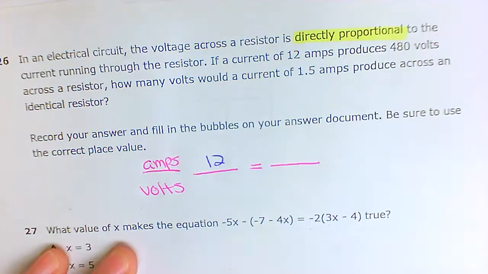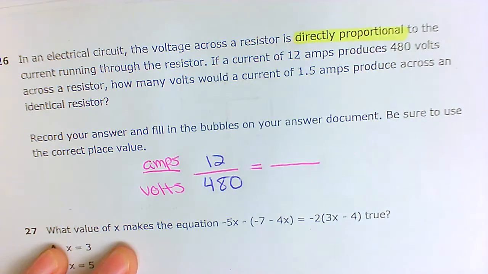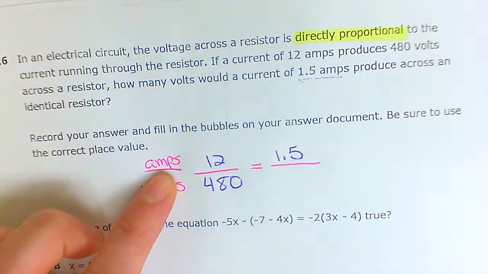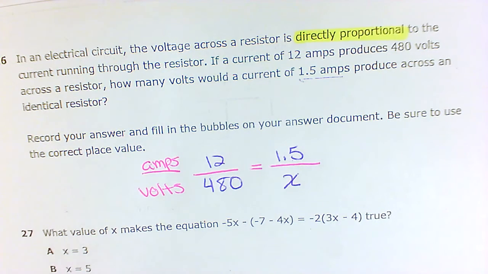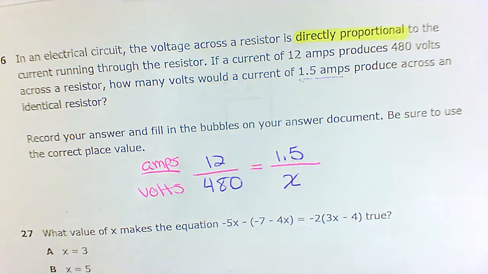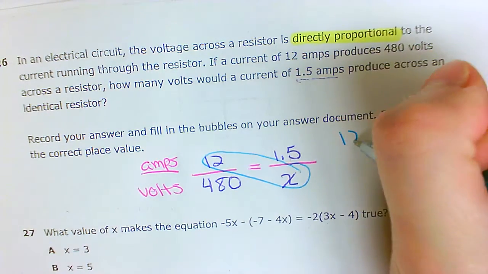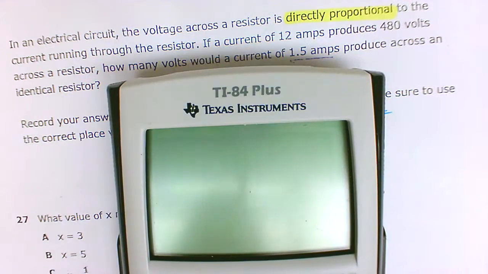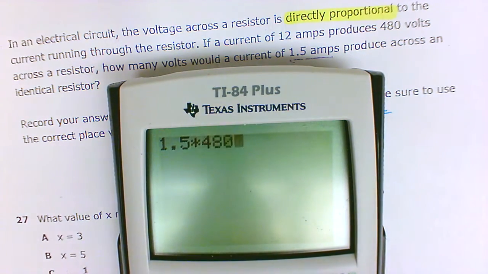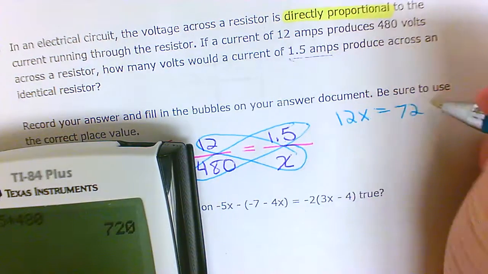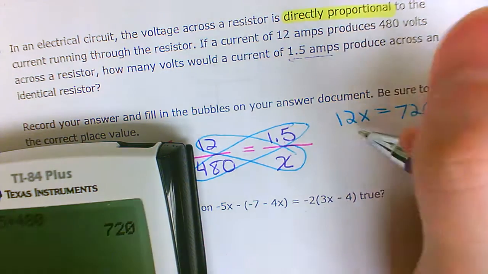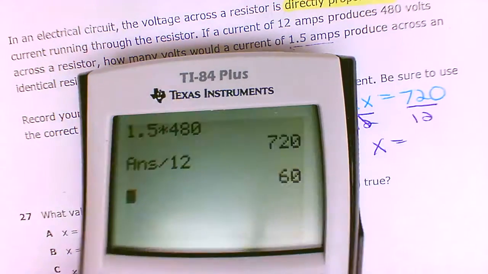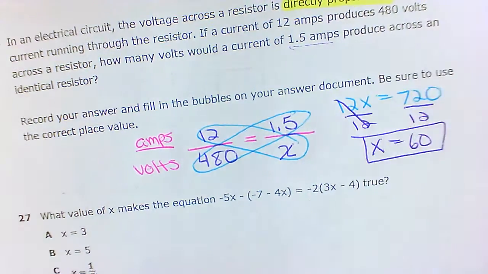I've got 12 amps, I've got it lined up with 480 volts across the resistor, and then we have 1.5 amps, so I need to make sure that I put that on top, lined up with the amps, and this is the part that we don't know. That's our unknown, that's our variable x. So I'm going to multiply across. 12 times x is 12x, and 1.5 times 480, if I come over here, gives me 720. Then from there, I'm going to divide both sides by 12 to finish getting x by itself, and I've got 60. So x is equal to 60.